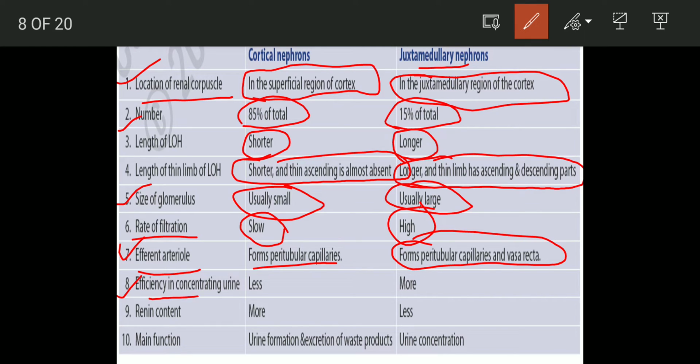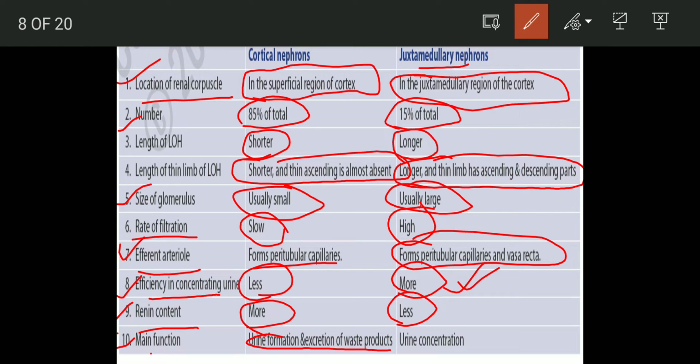In the efficiency of concentrating urine, this is less and this is much more. Renin content: in the cortical nephrons the renin content is more, and in the juxtamedullary nephrons the renin content is less. Coming to the main function, the cortical nephrons do urine formation and excretion of the waste products, and the juxtamedullary nephrons do urine concentration. So juxtamedullary nephrons basically help in urine concentration, and the cortical nephrons help in urine formation and excretion of the waste products.